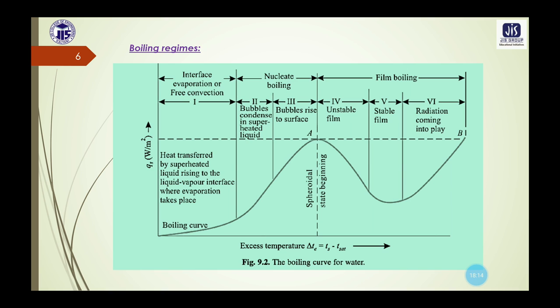In zone 2, the bubbles condense in the superheated liquid. The bubbles are formed on the surface of the wire. When the excess temperature increases, the bubbles get formed and these bubbles condense in the superheated liquid, which happens in zone 2 in this diagram. And in this zone 2, the nucleate boiling gets started. After that, in zone 3, the bubbles rise to the surface, which means the rapid evaporation occurs in this zone 3.